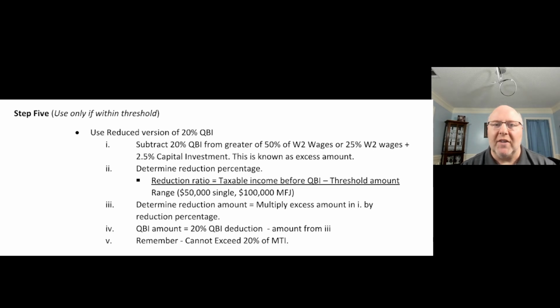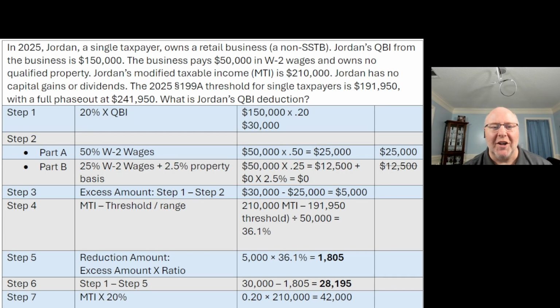Like in the other examples, we'll work through a problem so you can see how this is applied, and then we'll be done with modified taxable income, QBI, all that fun stuff. Hey everybody, we're almost there. Hang in there a little bit longer. We're now going to work on a QBI deduction where modified taxable income falls within the phase-out range. We've worked through problems where we had modified taxable income below the phase-out, above the phase-out, and now we're doing the phase-out.